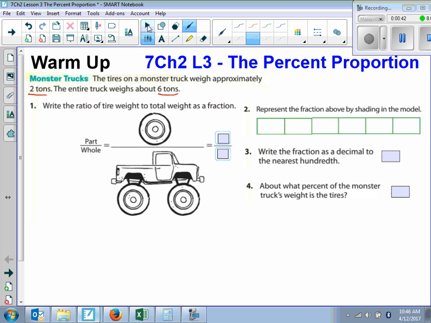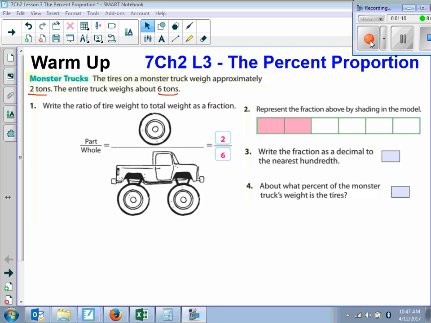So what would my ratio be for that information? 2 to 6. Very good. Now it says represent the fraction above by shading the model. So here I've got 1, 2, 3, 4, 5, 6 boxes. How many am I going to shade? Very good. I'm going to shade 2 of them. Very good. Now we want to write the fraction as a decimal to the nearest hundredth.